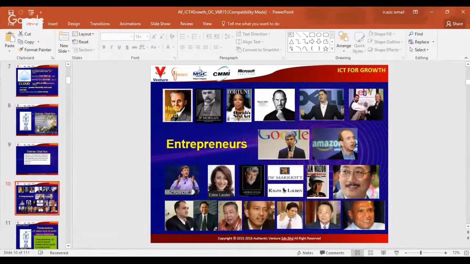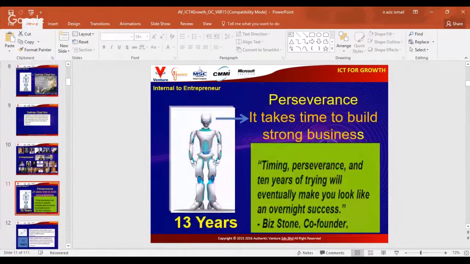And there are a lot of successful entrepreneurs, and some of them I talk to. For example, I asked one of the billionaires in Malaysia how long it takes to build a strong business, and he told me, yeah, it takes a long time. On average, it takes about 13 years for people to become successful. You can see that if, for example, after 6 months you are not yet successful, it's okay.